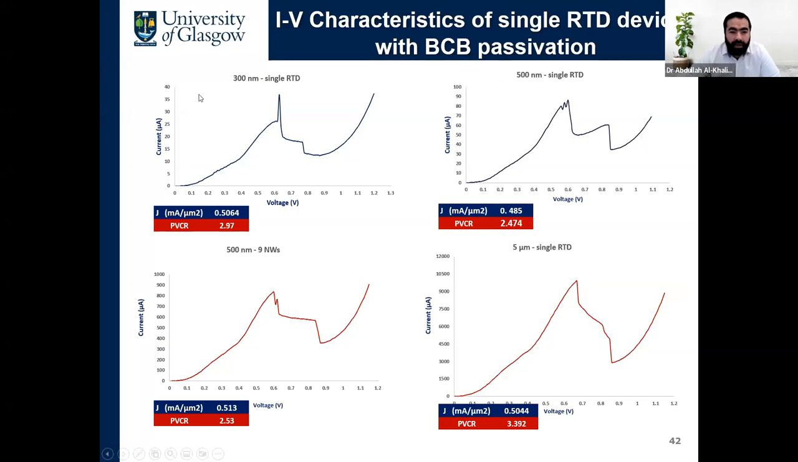Here is another example. We can control the current with the device size. Here we have 300 nanometers, here we have 500 nanometers. And if we stack multiple RTDs with each other, like here we have 9 nanowires of 500, we can increase the current to 800. Obviously, here it's a compromise between power consumption and light absorption. The smaller the device, the smaller the light absorption, but also the lower the power consumption.